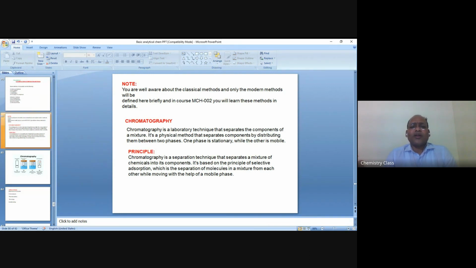Chromatography is a laboratory technique that separates the components of a mixture. It is a physical method that separates components by distributing them between two phases. Suppose one phase is stationary and the other phase is mobile. So in this case, what will happen? We have to choose particular things.